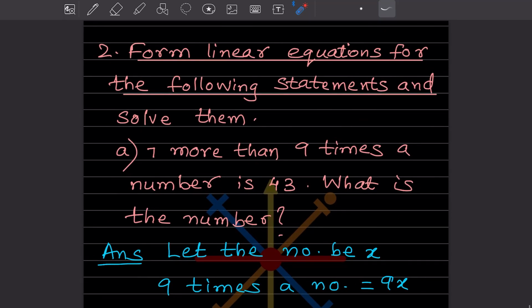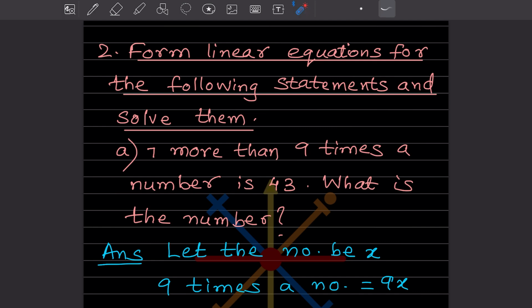It says, form linear equations for the following statements and solve them. Here they said solve them. We have seen in the previous video, we just had to write the statement. Here they said solve them. That is important. So just put here that you have to solve them. Okay. So now look at here.